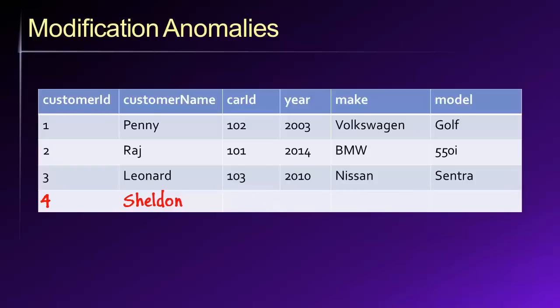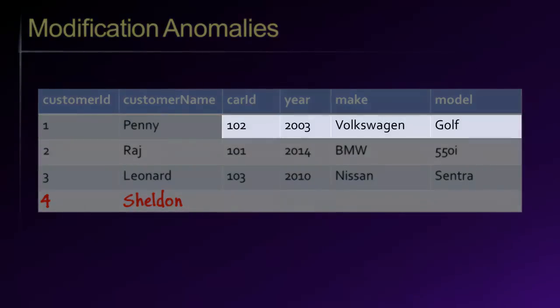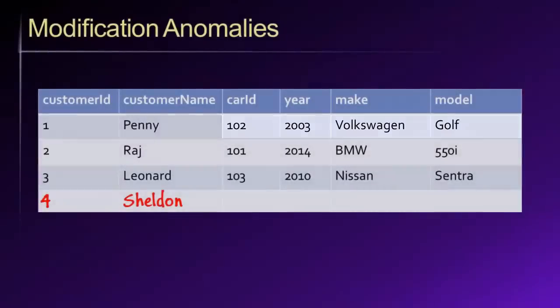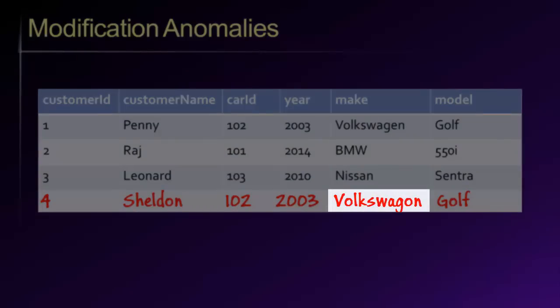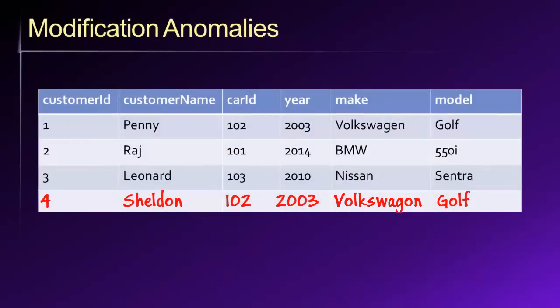Later on, perhaps, our new customer Sheldon decides to learn to drive, and let's say that he purchases a 2003 Volkswagen Golf. Now, a 2003 Volkswagen Golf already exists in our list. So, as we are adding this information into the list for our customer Sheldon, assume that we make a spelling mistake. Perhaps we misspell Volkswagen. Again, this is an insertion anomaly that would not have occurred in a properly normalized database design.